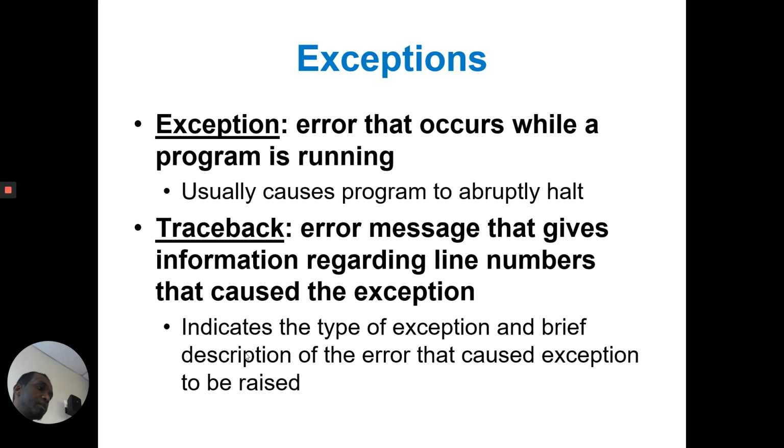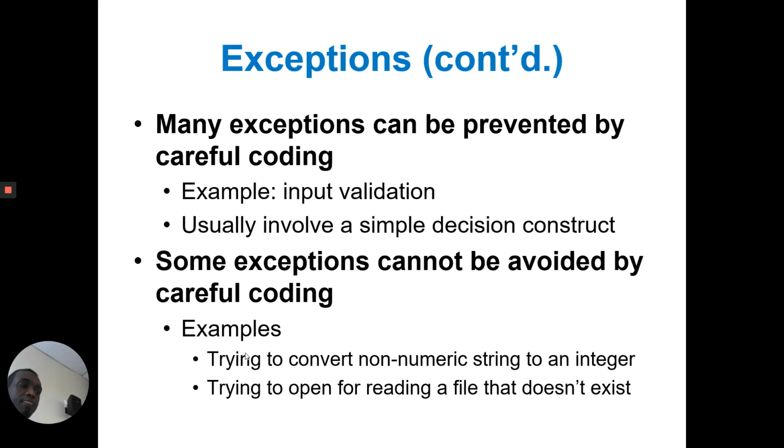An exception is an error that occurs while a program is running. Exceptions are what we were talking about when we were dealing with input validation. It's pretty much the same thing in how you handle it. It usually causes a program to abruptly halt. It traces back an error message that gives information regarding the line numbers that caused the exception. And remember, when you run any Python program, if you misspell something, it will give you a traceback error. It indicates the type of exception and a brief description of the error that caused the exception to be raised.